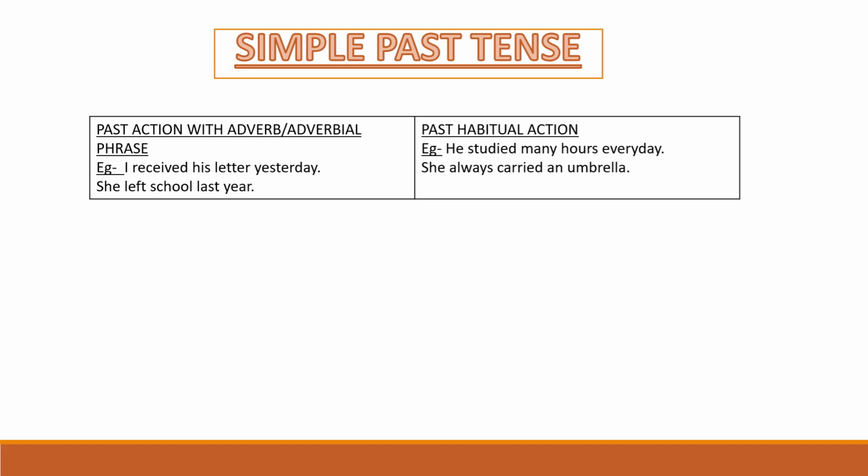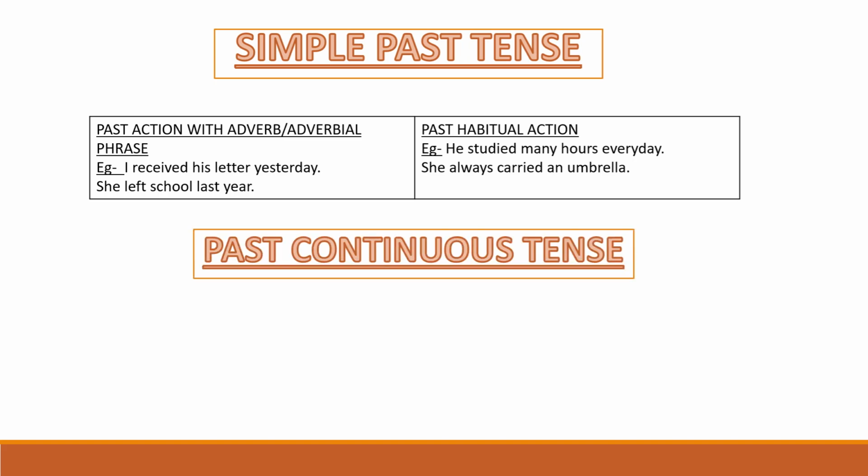Now, second time when simple past tense is used is for past habitual action. Past habitual action, you can say any action, any habit which you used to do in the past, which you acquired in the past. For example, he studied many hours every day. It was his habit to study many hours. Nowadays these habits are no more seen, right? So he studied many hours every day.